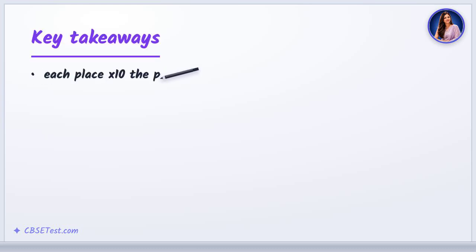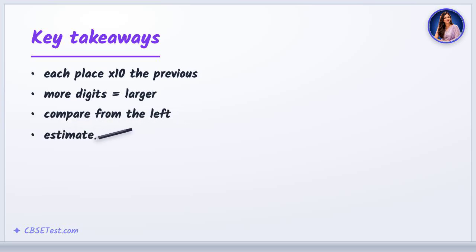To recap, each place is 10 times the last. More digits means larger. Compare from the left and estimate distances by rounding.